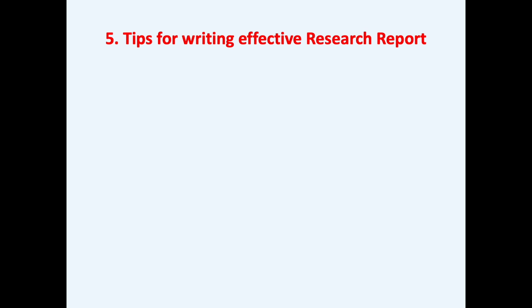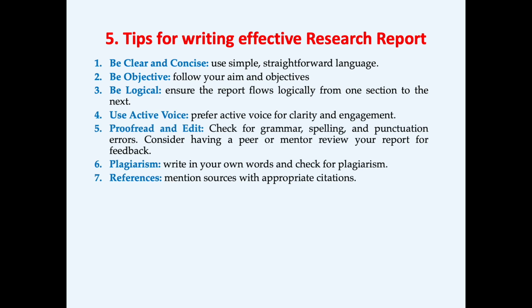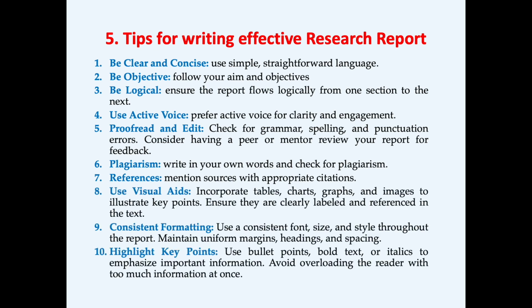Coming to the tips for writing an effective research report, we have to be very clear and concise. We have to be objective, and the writing must be logical. We can use active voice, and proofreading and editing are very important for checking grammar, spelling and punctuation errors. It is important to understand plagiarism, the duplication of work. References with proper citation are important.